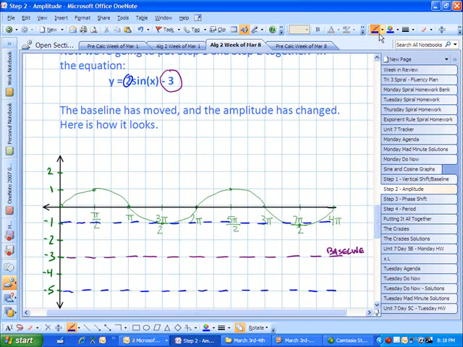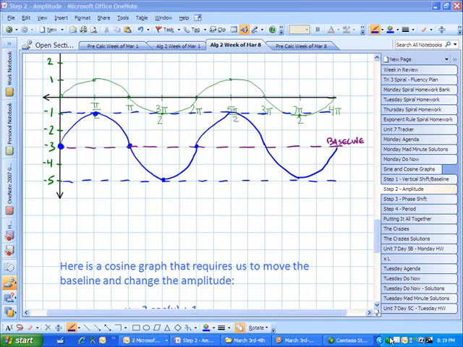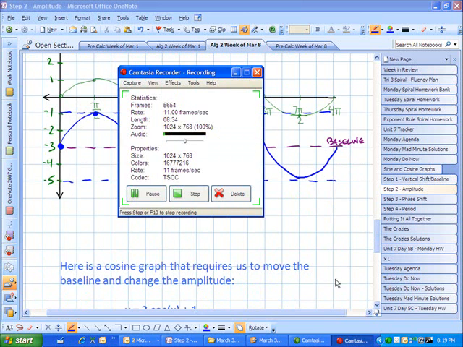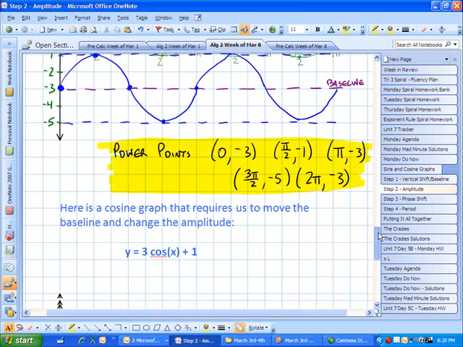That's how it works. Now this is a sine graph, which means it starts on the baseline, right there. Then it goes up to the top of the amplitude. At pi, it's back to the baseline. At 3 pi halves, it's down to the bottom of the amplitude. And at 2 pi, it's back to the baseline. Then it would continue to do that throughout the rest of its cycle. Let's look at our power points real quick. Okay, there's our power points.